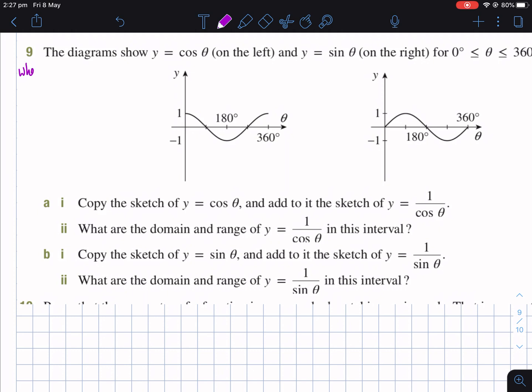so when cos theta equals 1, 1 on cos theta equals 1. So 1 on cos theta is going to be here and here. Same with negative 1. Cos theta equals negative 1. 1 on cos theta, 1 on negative 1 will also be negative 1. So it's going to go through those 3 points.